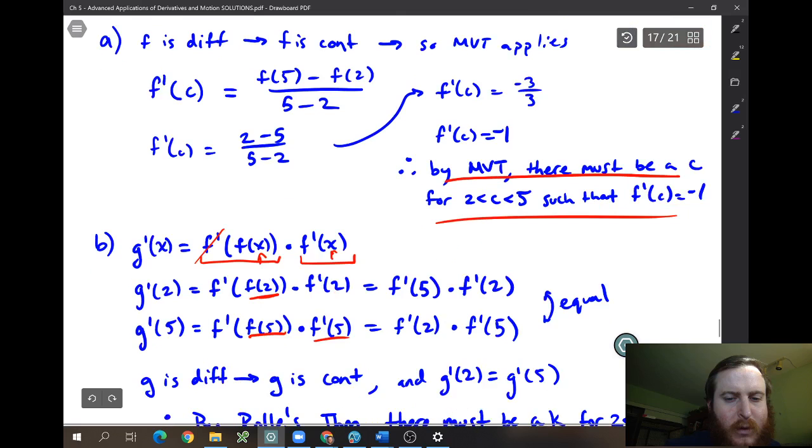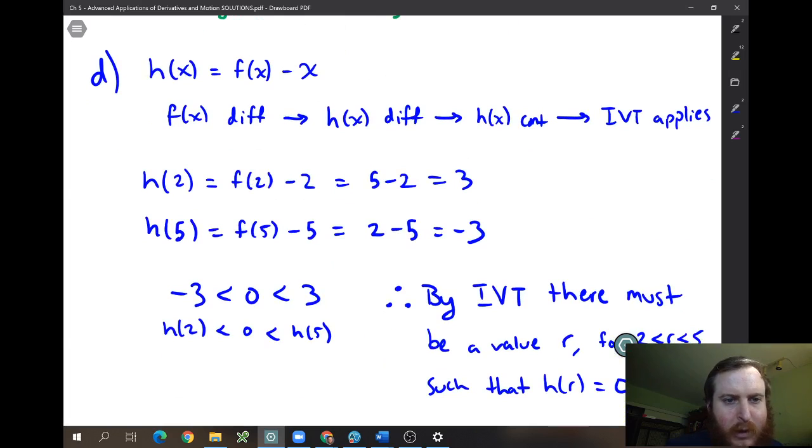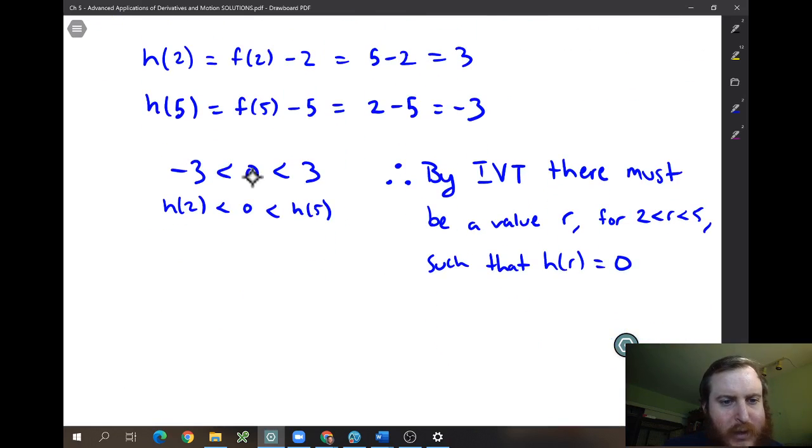Right? So we're going to first off just say, yes, this is differentiable, so it's continuous. And then we're going to plug in h of 2, right? So f of x becomes f of 2, minus x becomes 2. F of 2 is 5, 5 minus 2 is 3. Then plug in f of 5 minus 5. F of 5 was 2, 2 minus 5 is negative 3. We wanted to know, is there an h of r equal to 0? So we're going to write negative 3 is less than 0, which is less than 3. Or you can write h of 2 less than 0, less than h of 5. It's probably best to write them both. And then we say by IVT, there must be a value r for 2 less than r less than 5, such that h of r equals 0.